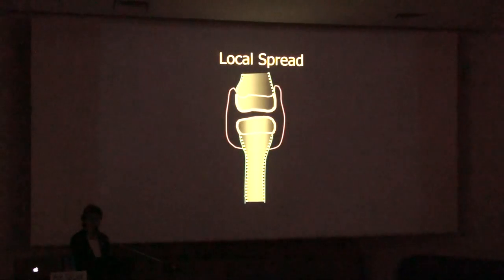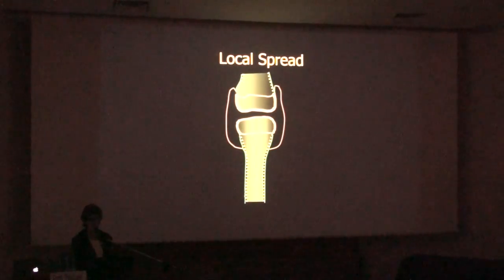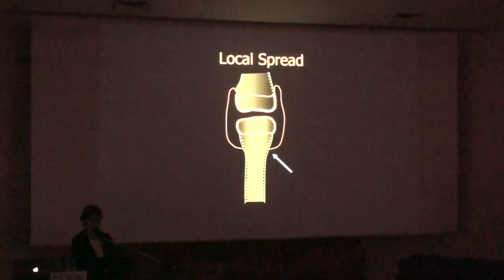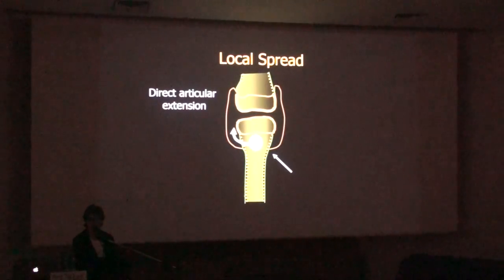There are some areas, however, where the joint capsule is closely in approximation to the metaphysis, and so the metaphyseal infection doesn't have to go through that long path, but can go directly from the metaphysis out through the cortex and into the joint space.